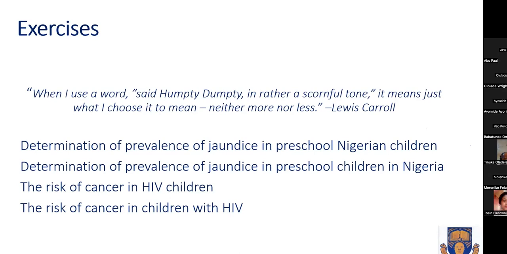People first. Can you repeat that after me? People first. Repeat it. People first. Let's say it together for the last time. People first. Thank you. So you can say people first. People first, exactly. The risk of cancer in children with HIV is people first. The risk of cancer in HIV children is not people first. When you want to avoid stigma, you put people first. The risk of cancer in children with HIV removes the stigma. And this matters when you're communicating.